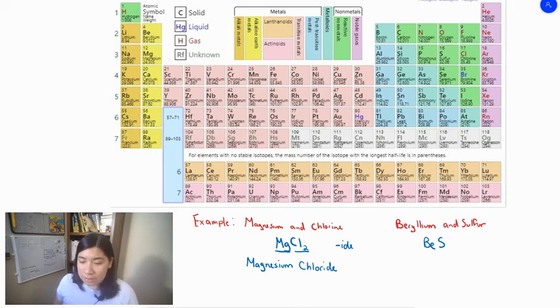Let's do one last example. First element is beryllium, so I'm going to go ahead and write out the entire full name of it, which is just beryllium. The second element is sulfur. I need to change the suffix to "ide", so it becomes beryllium sulfide. So there we have it.